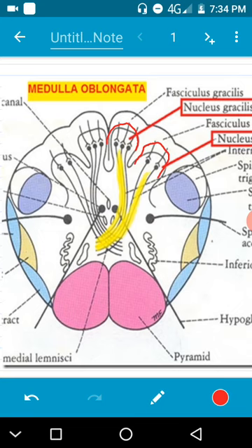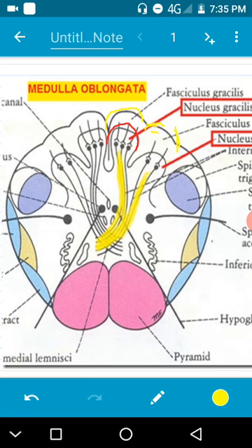So they run and end in the nucleus gracilis and the nucleus cuneatus respectively at the level of sensory decussation. And you can very well see two swellings here, two swellings in the medulla. These two swellings will project into the roof of the fourth ventricle clearly as the cuneate and gracile complexes on the roof of the fourth ventricle.